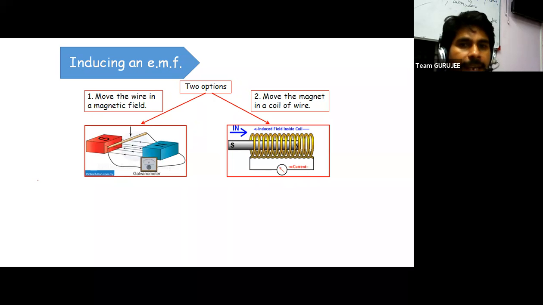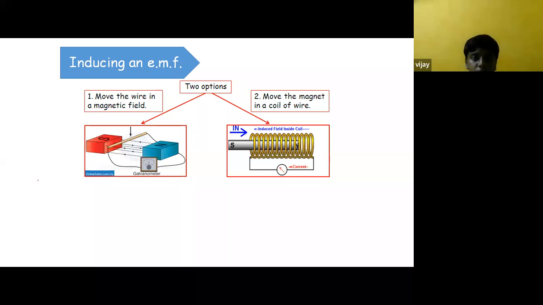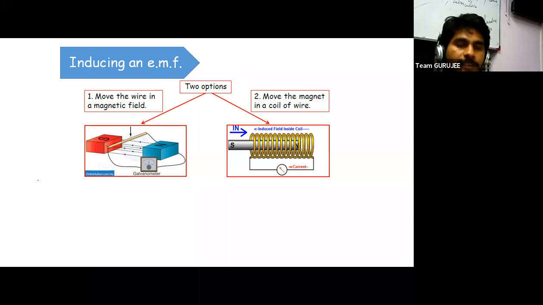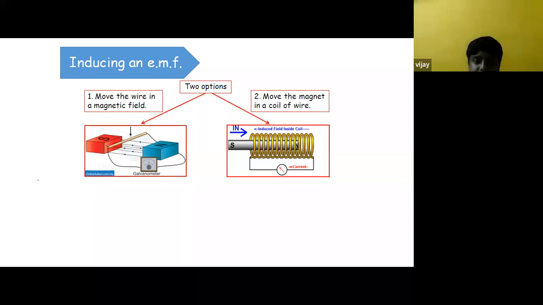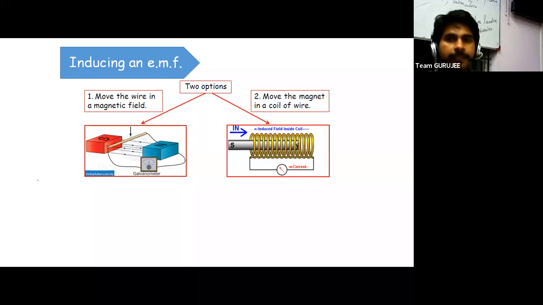The first thing is to move the wire in a magnetic field. The next one is to move the magnet in a coil of wire. So what is the difference between these two? Vijay? Sir, the second one is a solenoid, sir. Okay, good. That is a solenoid coil.